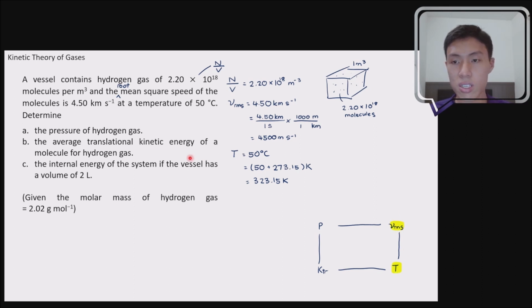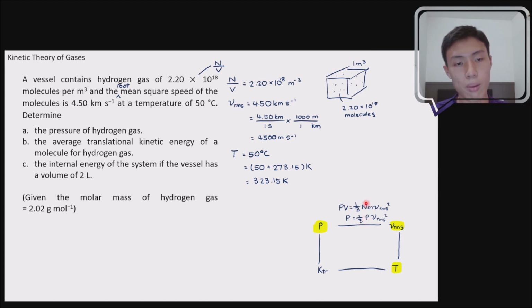Next, they ask you to determine the pressure of the hydrogen gas. So pressure of the hydrogen gas is this side over here. So you are going to use this side of the rectangle, which has two equations. One is PV is equal to 1 over 3 N m VRMS square. Another one will be P is equal to 1 over 3 rho VRMS square. I believe we don't have the density of the gas over here.